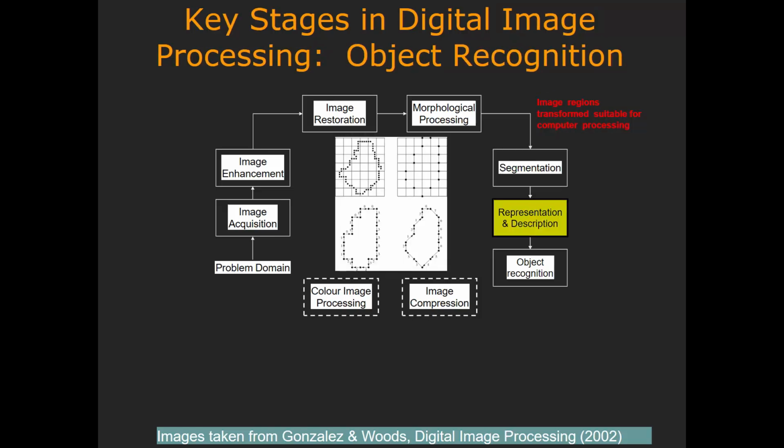Now, representation and description. After an image is segmented into regions, the resulting aggregate of segmented pixels is represented and described for further computing processes. Representation and description is critical for successful detection and recognition of objects in a scene. So to detect an object, finally we have to go for representation and description.